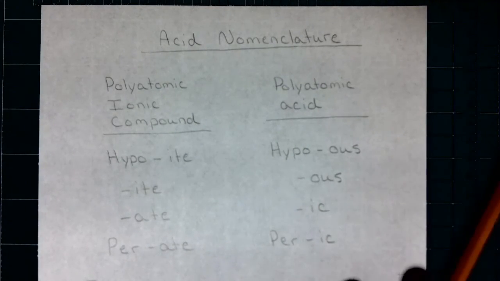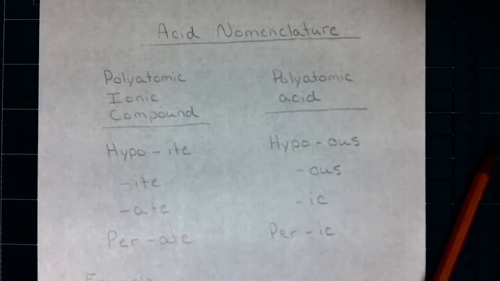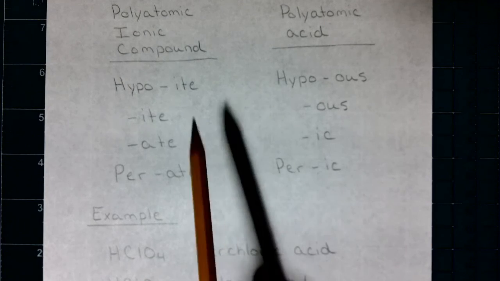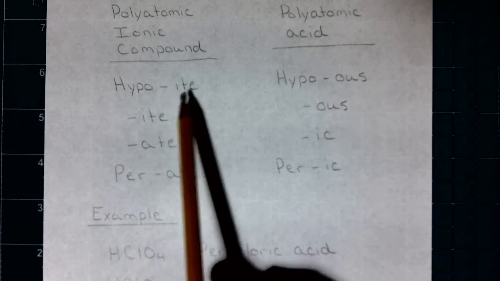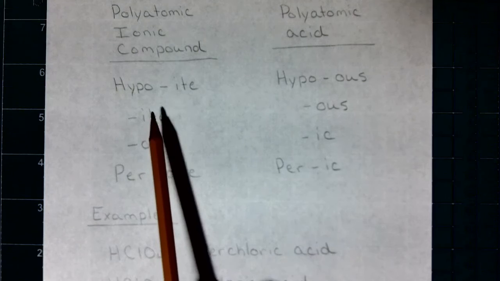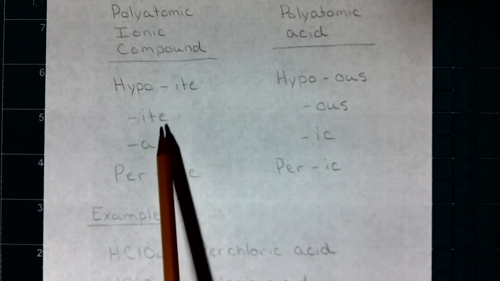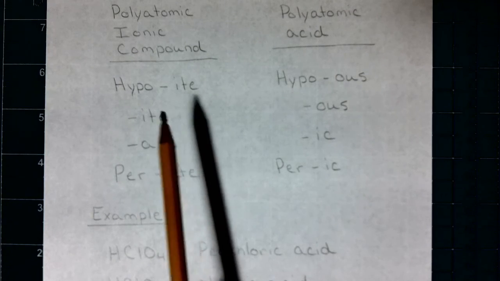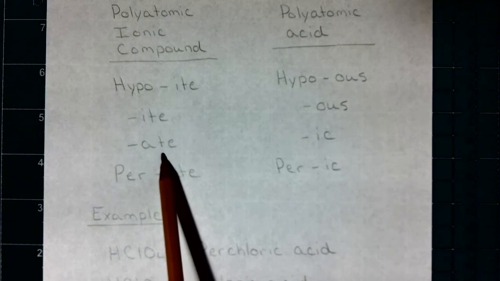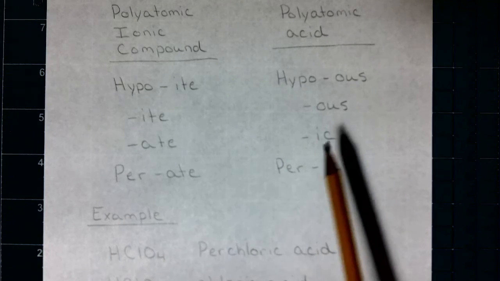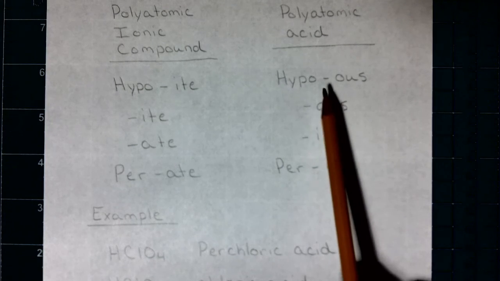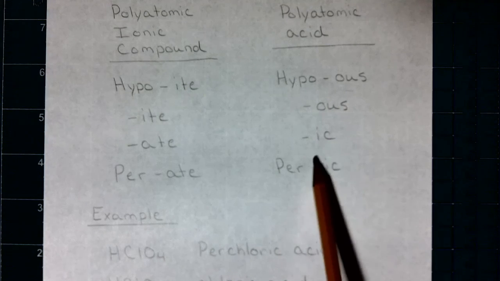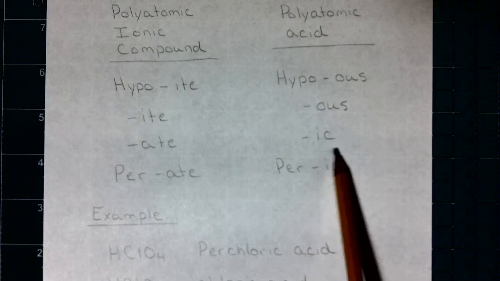Now really quickly here, I just want to have a little talk about acid nomenclature when it comes to polyatomics. We talked before and we saw that we have hypo-ite, ite, ate, and per-ate as types of polyatomics, depending on how much oxygen the ion has, and the ate is the most common polyatomic. When we have the acids, though, we're going to replace any ites with ous, and we're going to replace any ates with ic.